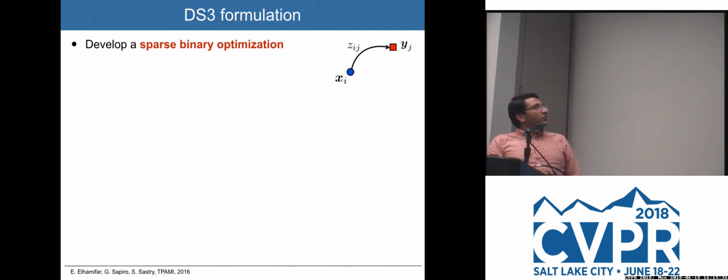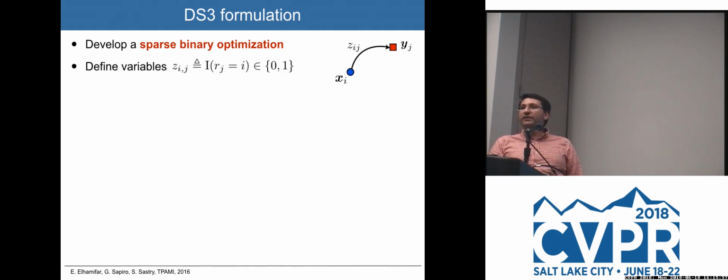So what we are going to do is to define these new optimization variables, Zij, where Zij means whether i becomes a representative of j or not. So if i becomes a representative of j, Zij is going to be 1, otherwise it's going to be 0. Okay? So it's a binary variable.